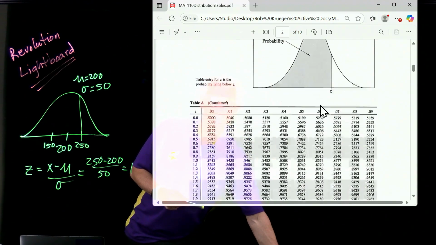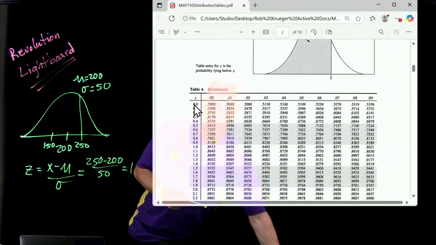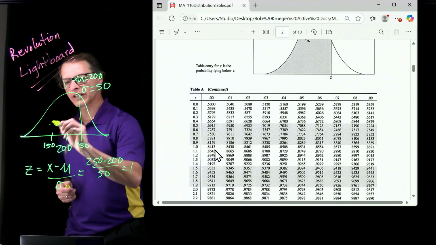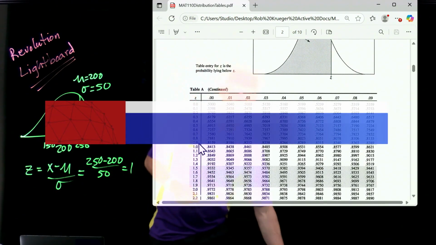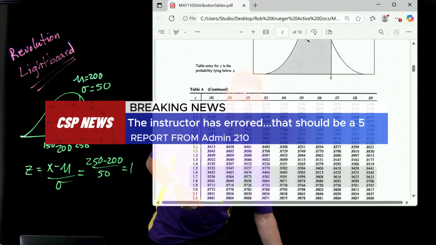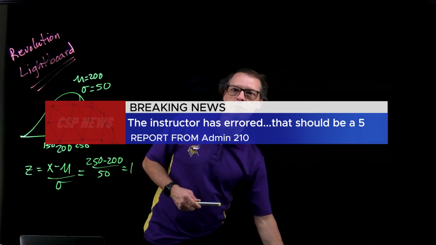And so now we have to read our table, and so when z equals 1, we go 1.00, and we get .8415. And so this area is .8415. And so what that means, if we were solving a problem, so let's see if I can slide this back out of the way. I can.